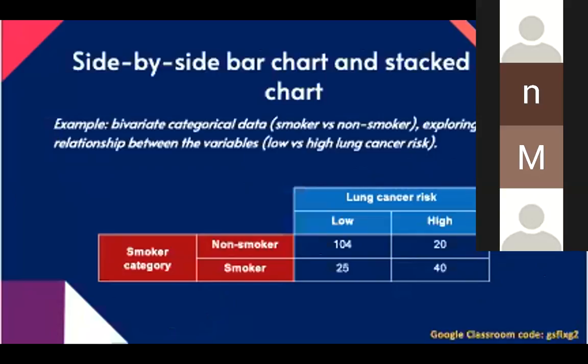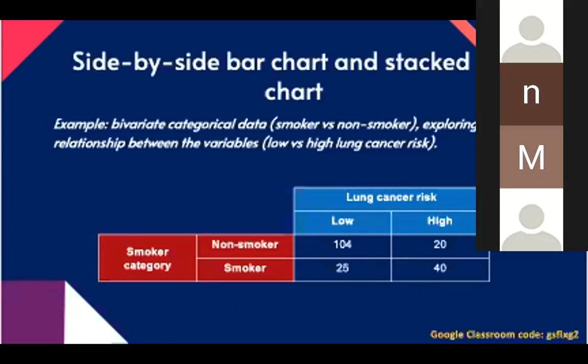Yeah, this is probably the last one. So we have side by side and stack bar chart here. This is a variation of the bar chart earlier, but with the advantage of being able to report a comparison. So consider this data where you have a bivariate categorical data, let's say smoker versus non-smoker, and you want to explore the relationship between the variables of lung cancer risk, for example.